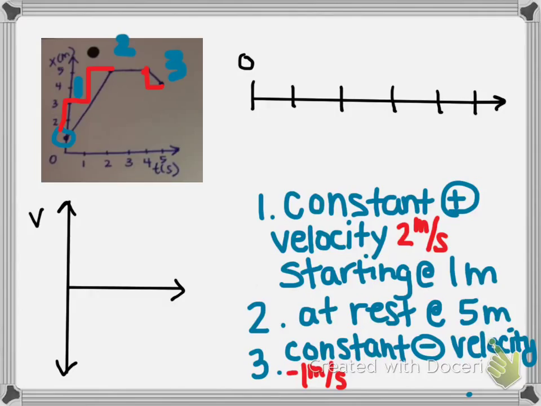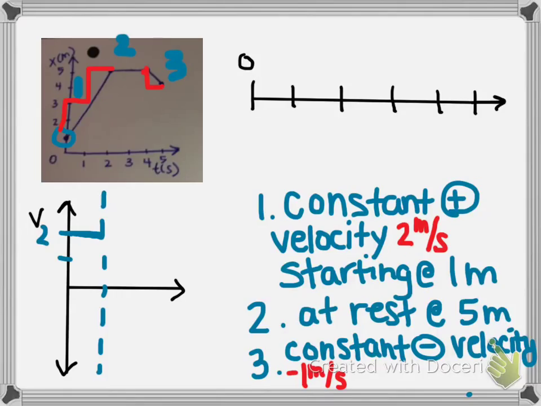Now I can look at how to draw my motion map and my velocity versus time graph, since I have a better idea of what types of motion I have. Based on my written description, I can see that I have a constant velocity of 2 meters per second starting at 1 meter. This is for 2 seconds, so I'm just going to draw a dashed line here for my first section. And I know that my velocity is 2, so I'm going to put a horizontal line on the positive side of the axis at 2 meters per second. Remember, my starting position is not shown on my velocity versus time graph.